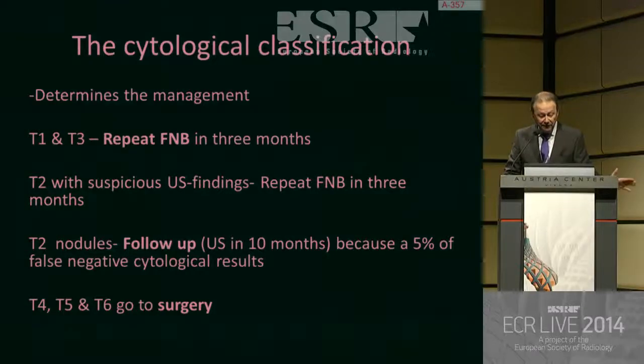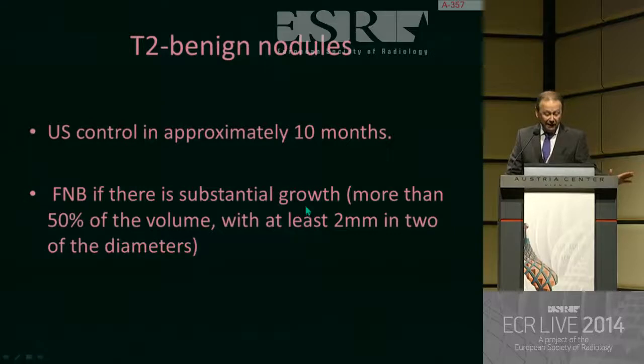T1 and T3, repeat FNB in 3 months. T2 nodules, we continue following up in 10 months because there are some papers saying that there is 5% of false negative cytological results. And if T2 with suspicious US findings, we will repeat fine needle biopsy. We always repeat fine needle biopsy in 3 months to avoid the atypia phenomenon. And T4, T5 and T6 will go to surgery. In T2 benign nodules, we use to control in approximately 10 months.